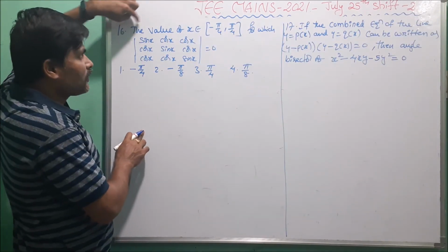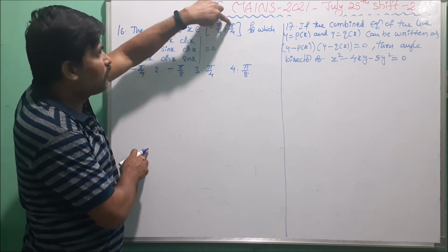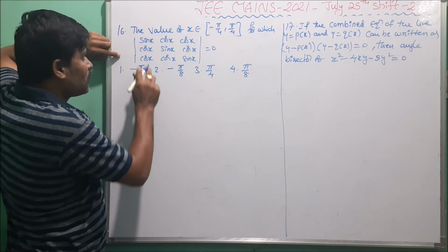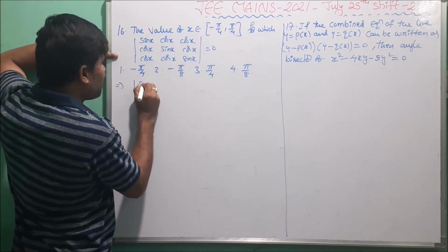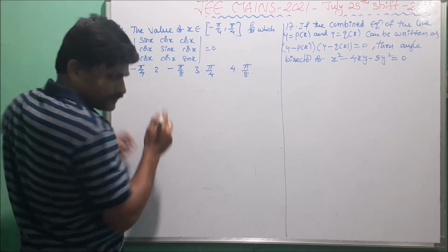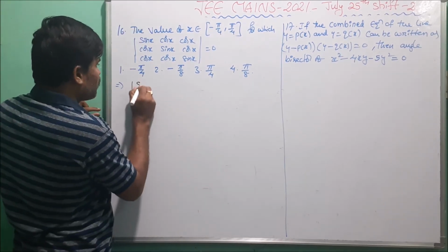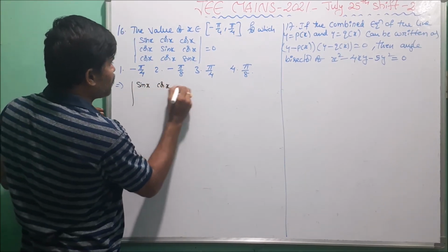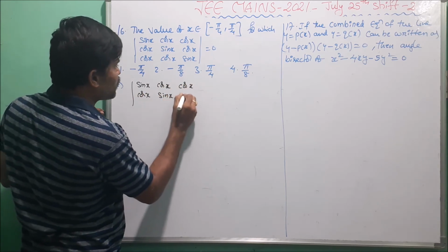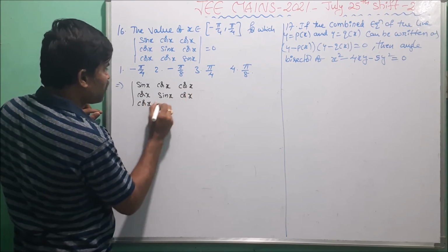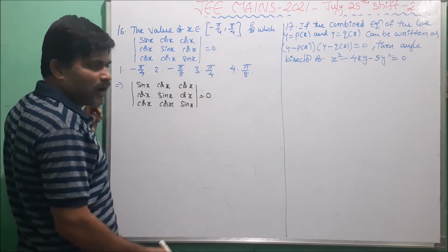Now here the next problem. The value of x belongs to the closed interval minus pi by 4 to pi by 4, for which the determinant equals 0. Now simplifying this determinant, we take the determinant of sin x, cos x, cos x; cos x, sin x, cos x; and the third row cos x, cos x, sin x. That value will be equal to 0, already given.